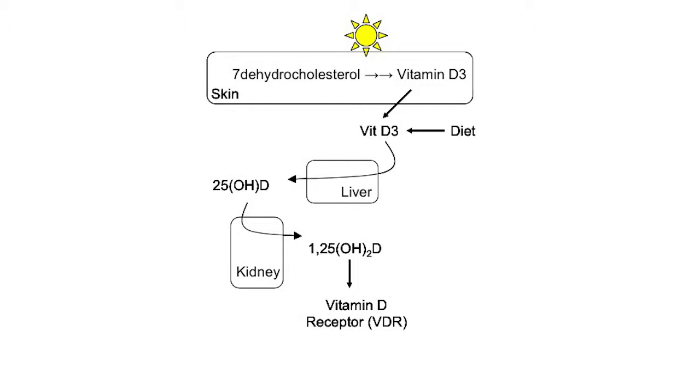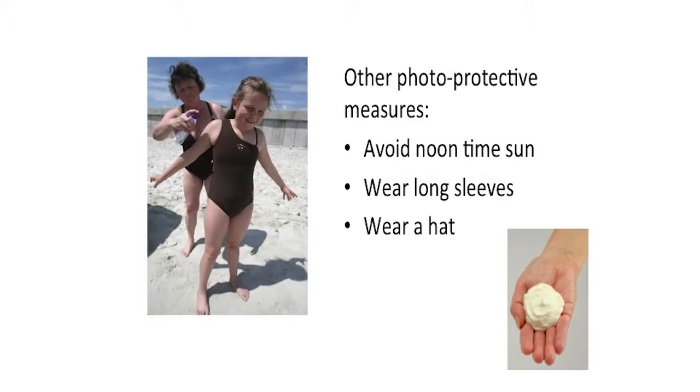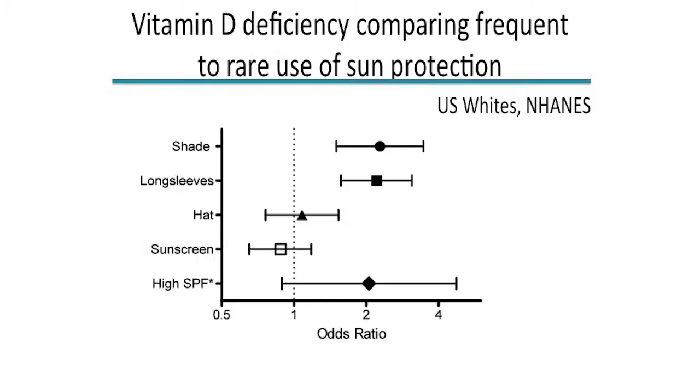This slide also shows you that vitamin D can be obtained by the sun and also by diet. So we always recommend sunscreen, avoiding noontime sun, wearing long sleeves, and wearing a hat to reduce your skin cancer risk. So we conducted a cross-sectional study where we analyzed 6,000 American subjects from a database called NHANES, and these 6,000 participants answered questions of how frequently on a sunny day do you use shade to protect yourself, wear long sleeves, wear a hat, or use sunscreen.